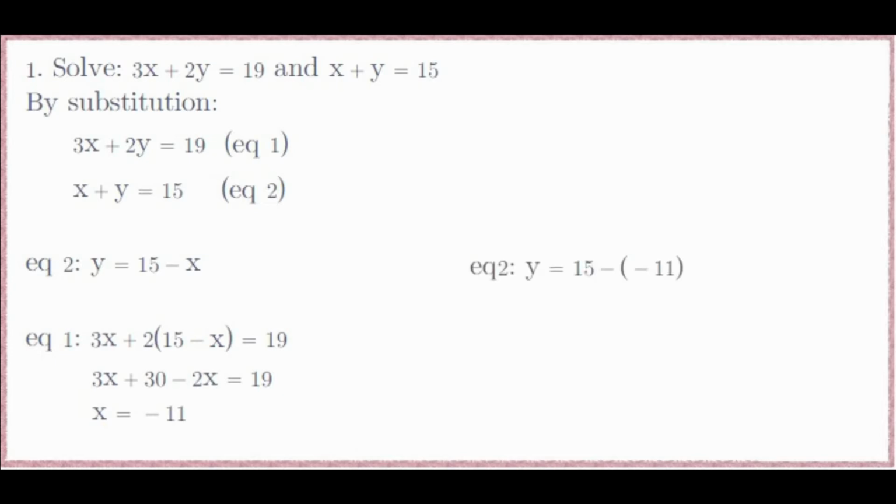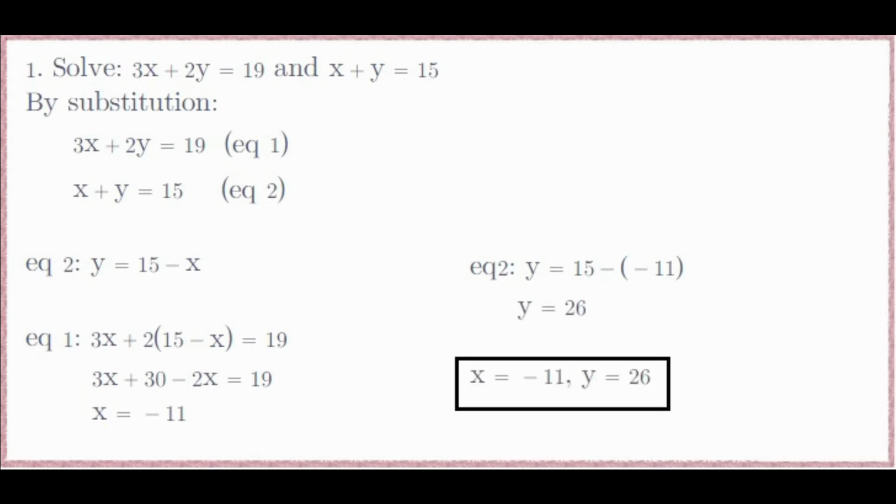We can then substitute this back into the second equation, which we solved for y. So we get y equals 15 minus the quantity of -11, or y equals 26. So we get a final answer of x equals -11 and y equals 26.